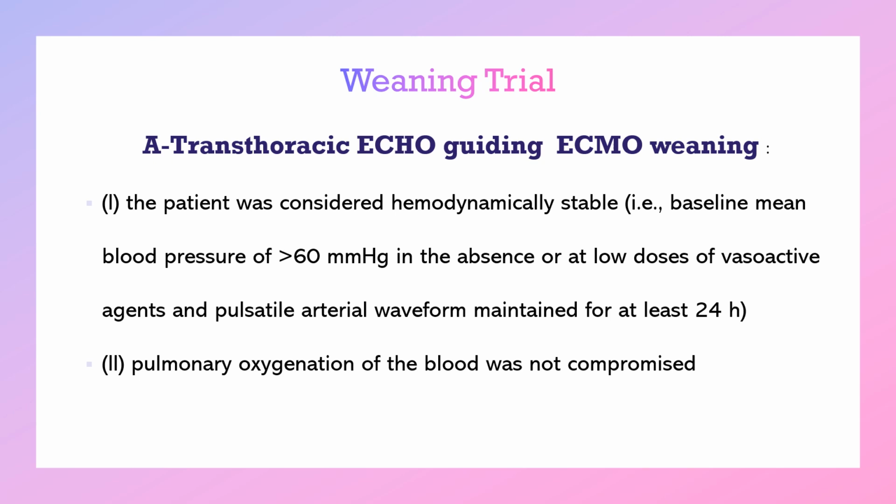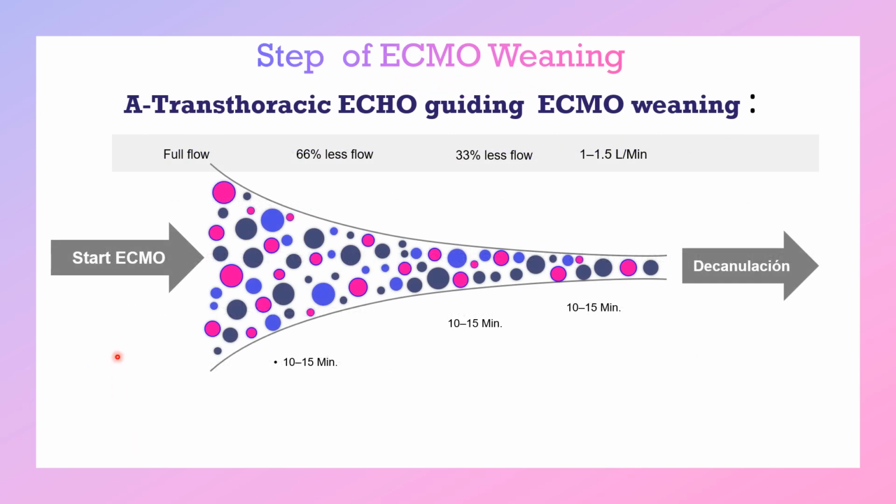We will go now for the transthoracic echo guiding ECMO weaning. This is a method by Aissaoui et al. And the patient had the same criteria. Then we'll go for their method. In this trial, they use transthoracic echo to assess the patient's LV and RV function on full flow and hemodynamics, as we mentioned in the previous lecture.